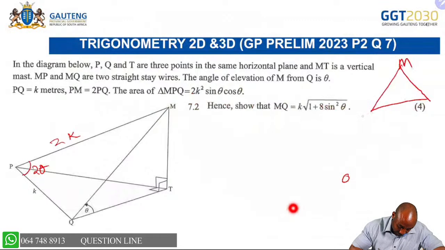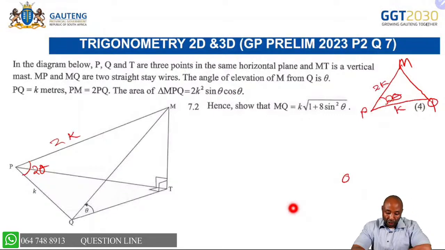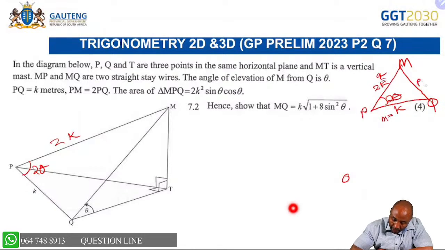M, P, and we have our Q there. We say this angle is 2 theta. This side is 2k and this side is k. If you check, MQ is the side opposite our angle P. So we can use our cosine rule. You are able to see that the side opposite that one, we use small letter q. The side opposite this one, our m is equal to k, meaning our q is equal to 2k. Our MQ, we can use small letter p there.